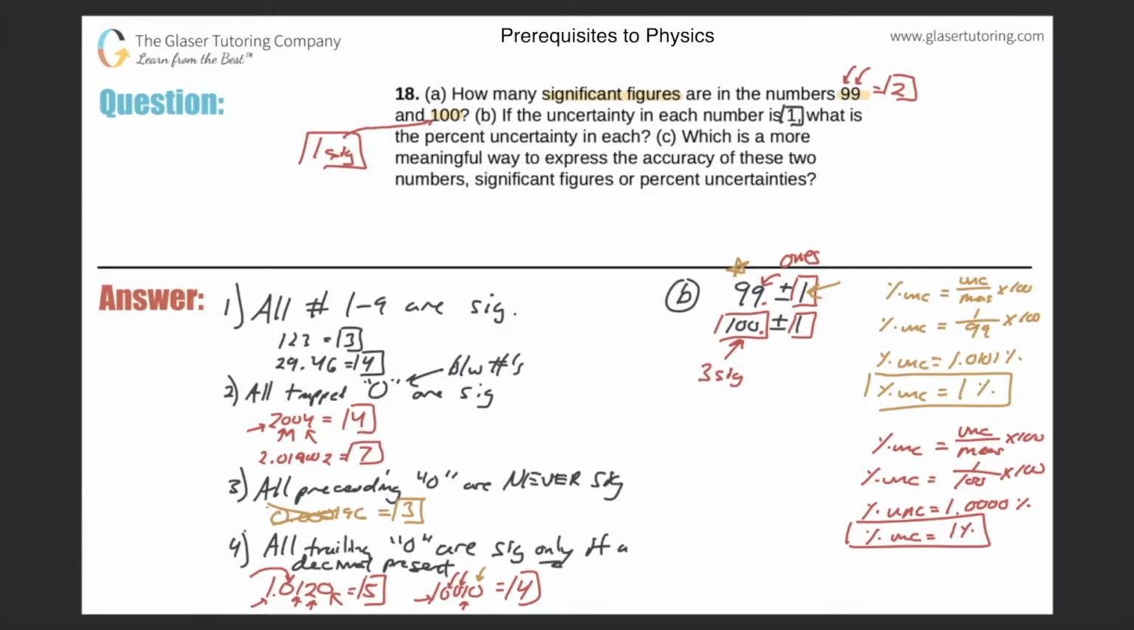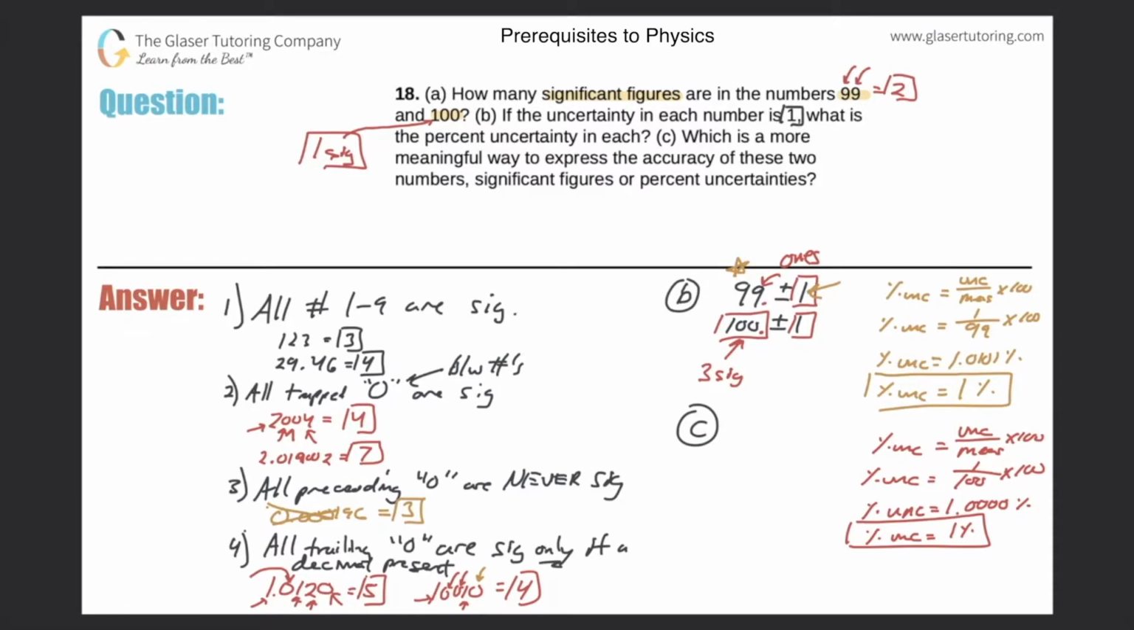Okay, now for part C. So it says, which is a more meaningful way to express the accuracy of these two numbers? Significant figures or percent uncertainties? So the more accurate way would be basically with percent uncertainties, right? Because if you go back to what we just discussed, if I just write down the number 100 and the writer of that value does not include the decimal, there's only 1 sig fig, and if he or she does, then there's 3. But what happens if they forget? Well, then there's an ambiguity, right? And that's what's going on in the textbook. It says it could be 1, 2, or 3.